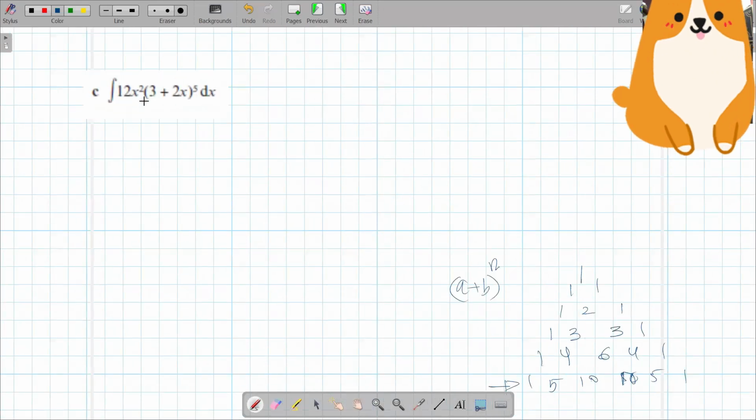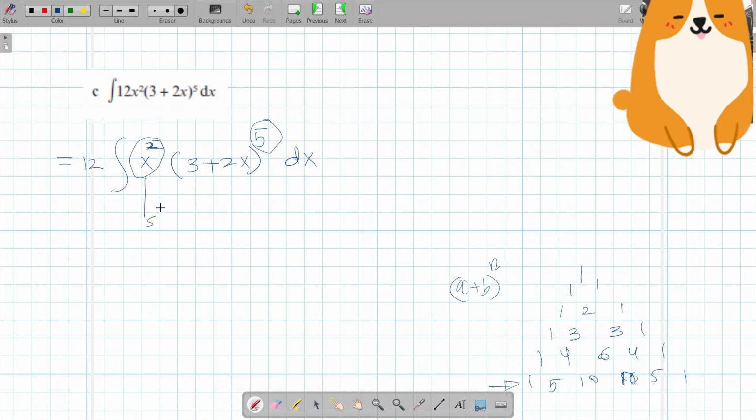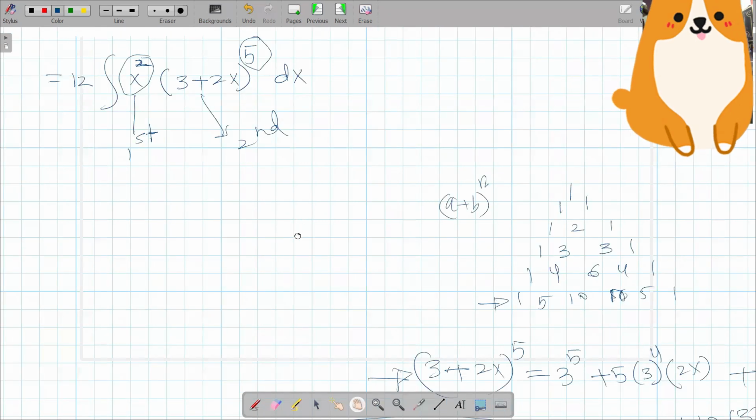The second way is you can integrate by parts. Which one should be taken as the first function? Quickly, just tell me. 12 can be taken outside. You know that the derivative reduces the degree. So which degree is smaller? Of course, x squared is the smaller degree. So we will take this as the first function and this as the second function. Let's apply integration by parts.